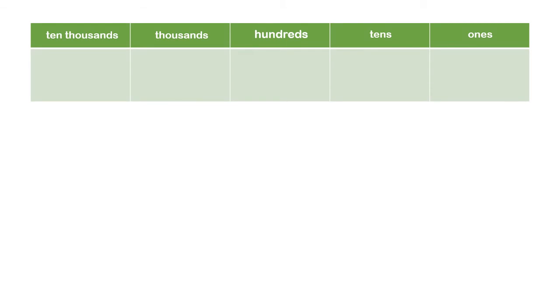Okay, so what happens if we have some zeros in our number? So let's make a new number with some new digits. I'm going to put a 0 in the ones column, a 9 in the tens column, a 0 in the hundreds column, a 3 in the thousands column, and a 5 in the 10,000s column. So once again, we're going to represent this number in three different ways.